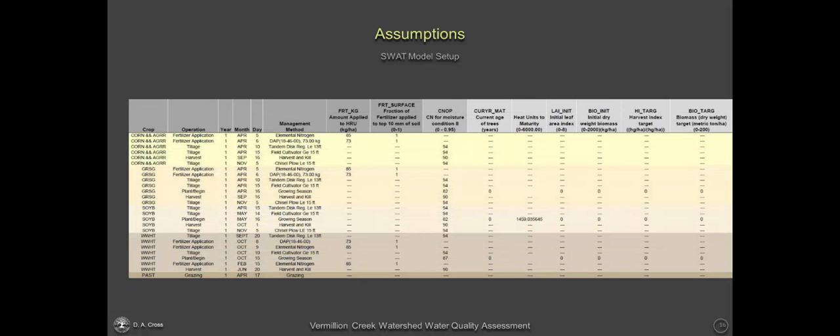Finally, we had to make some assumptions. And these assumptions were related to the land use operations and management. Here we can see some of the assumptions that were made for corn and row crops, sorghum, soybean, winter wheat, and grazing.